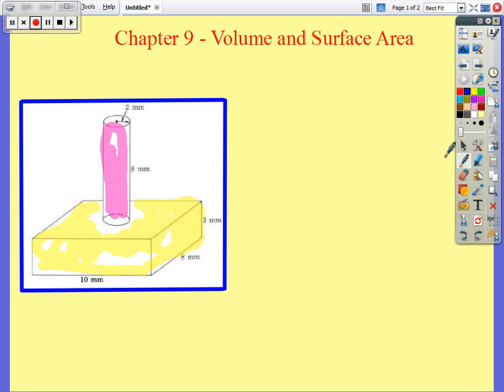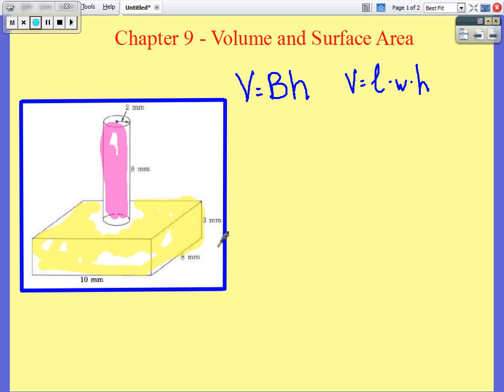It doesn't really matter, but I'm going to start with the volume of the prism. I remember the volume for the prism is volume equals area of the base times the height. Since this is a rectangular prism, I can also do volume equals length times width times height. Whatever you're comfortable with, it will give the same answer. I'm going to go with this one here.